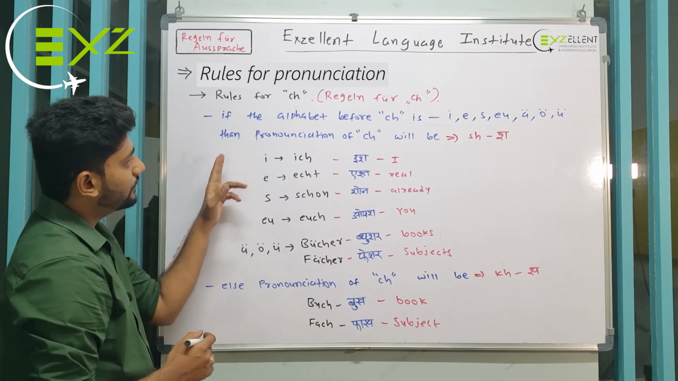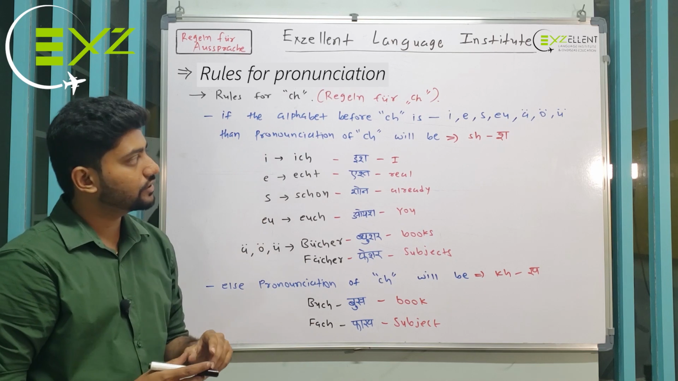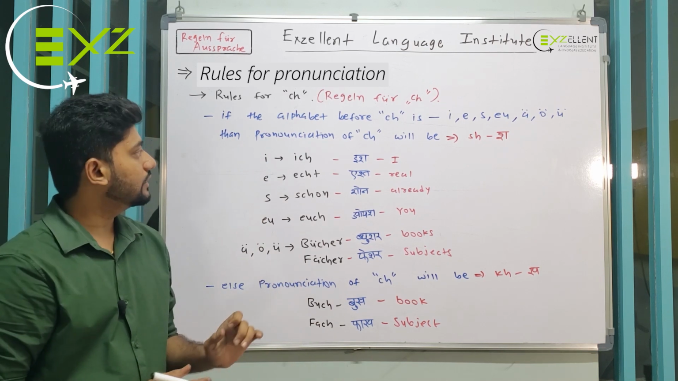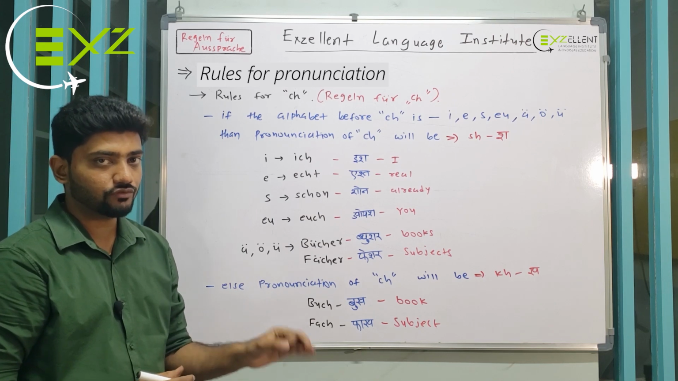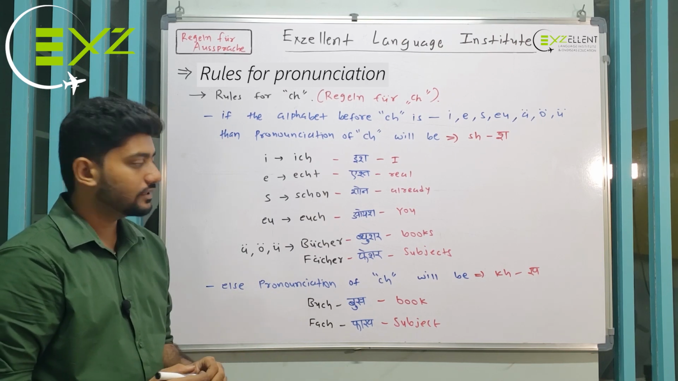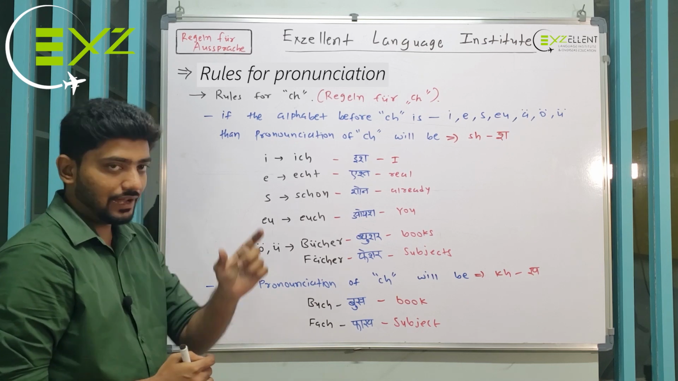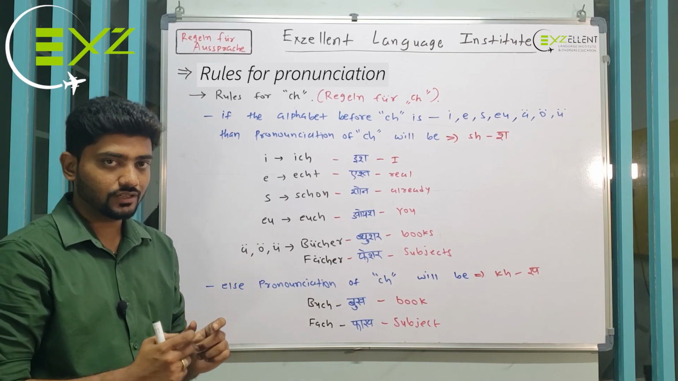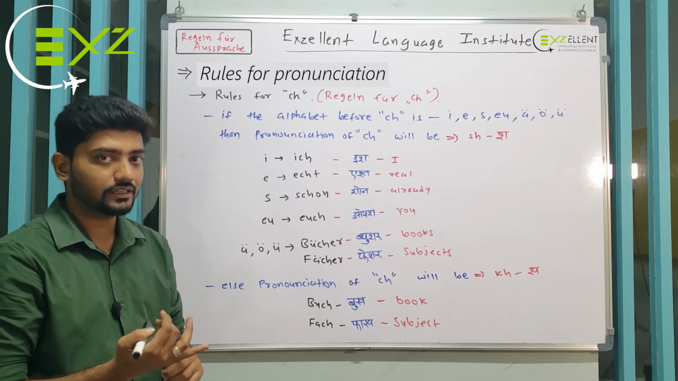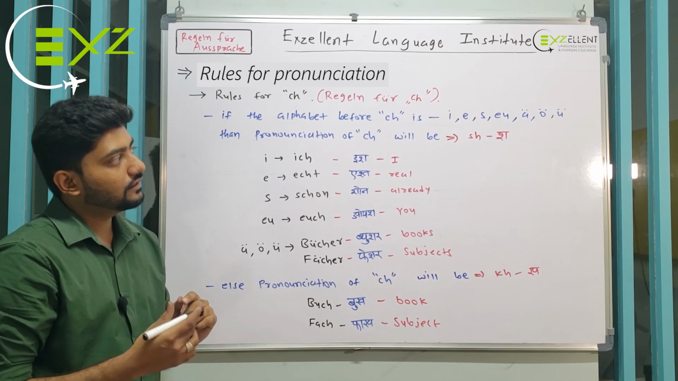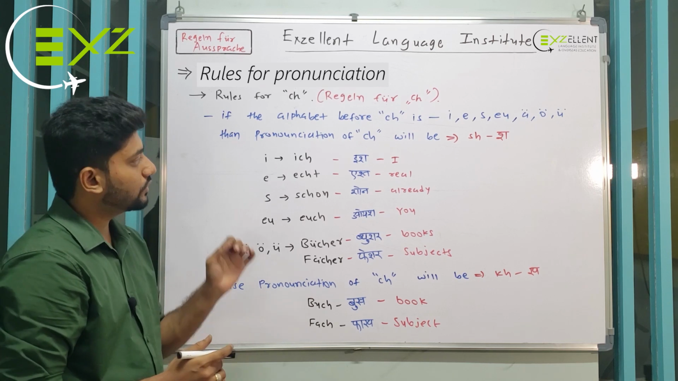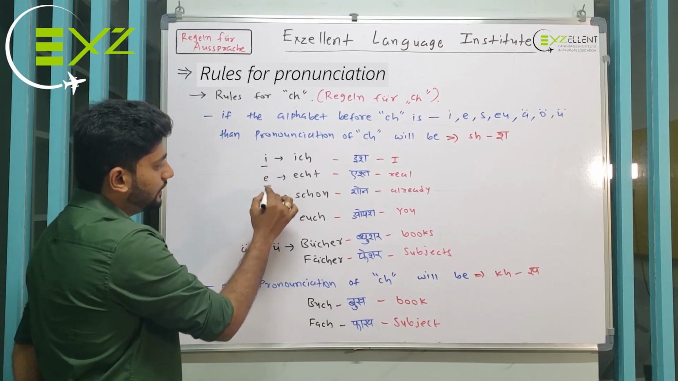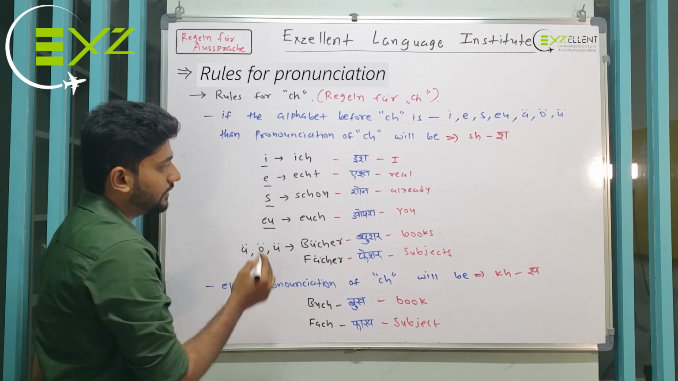See, if the alphabet before CH is I, E, S, U or umlauts, then the pronunciation of CH will be sh. For example, see I, E, S, U and umlaut, right?